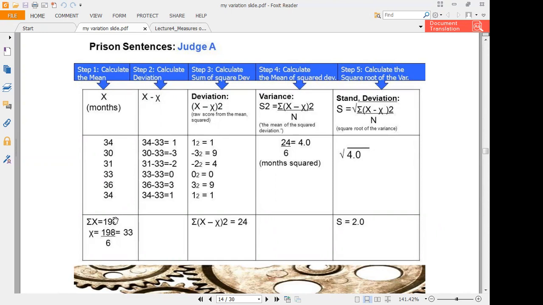So that is the sum of all the data. Then divided by how many data? And that is 6 if you count. So divided by 6, that will give me the mean. So the mean here is 33.